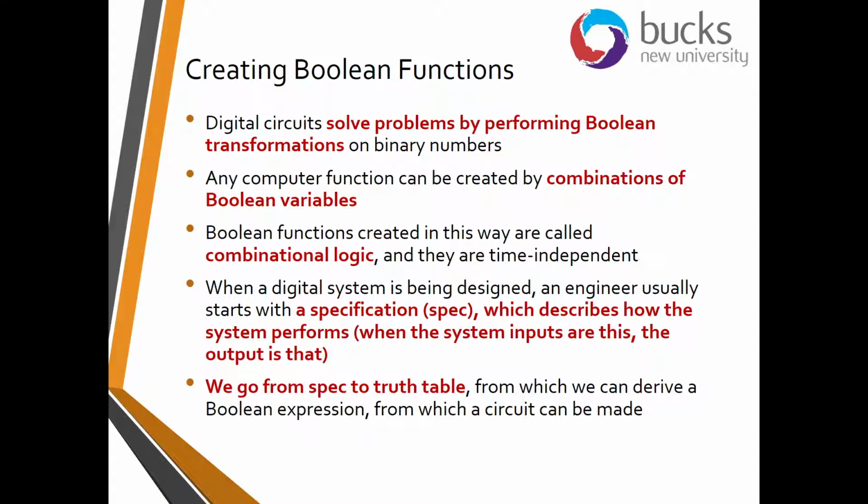So when a digital system is being designed, an engineer usually starts with a specification. So we call that a spec, which describes how the system performs when the system inputs are this and the output is that. Okay, so we have an idea of what inputs we're going to have, and we know what output we want to achieve. So that's the specification. So for any combination of inputs, we will want certain outputs, and that's what you're trying to arrive at when you're designing a system. So what do we want it to do?